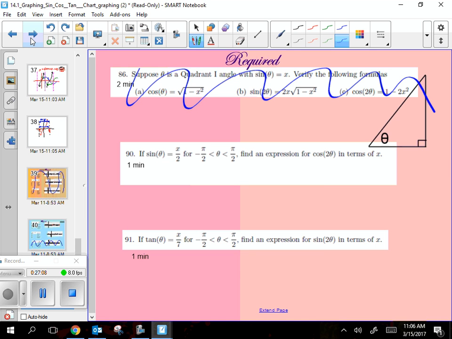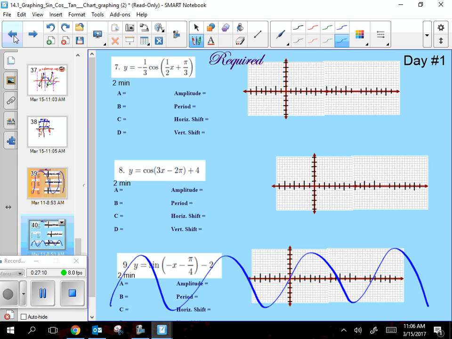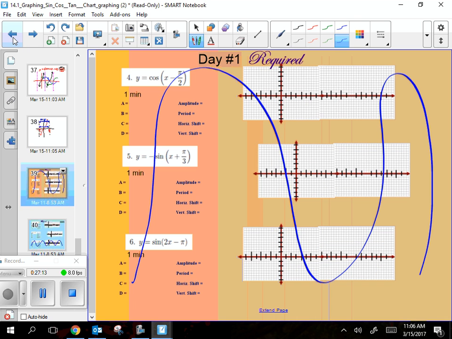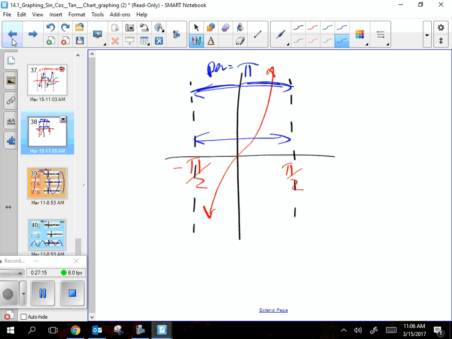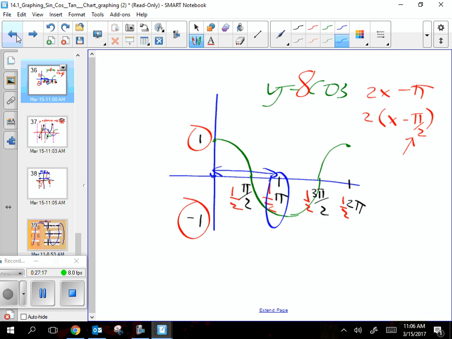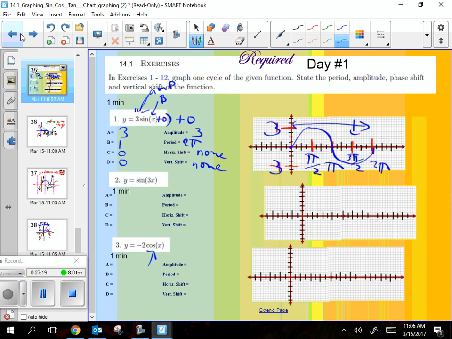Now let's get to your homework again and find this page. No, this page, sorry. Come on, there it is. Let's do this number 2 together. Remember, go 4 marks in every direction. For this type of graph, that's what looks best.